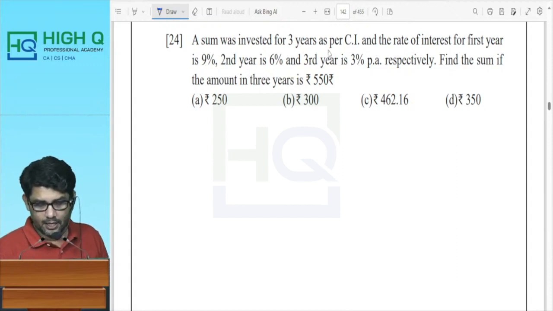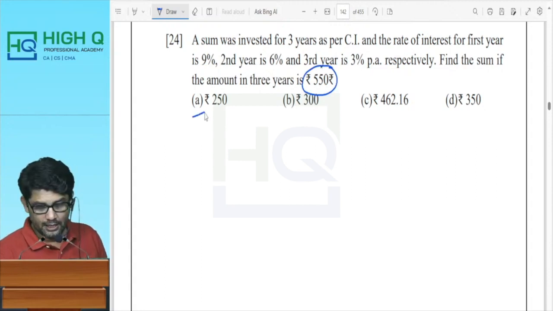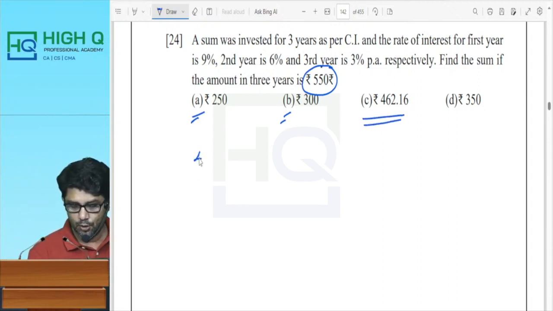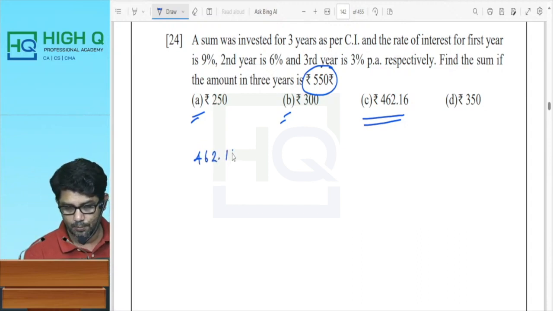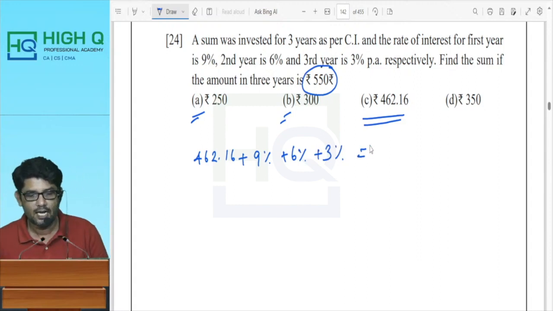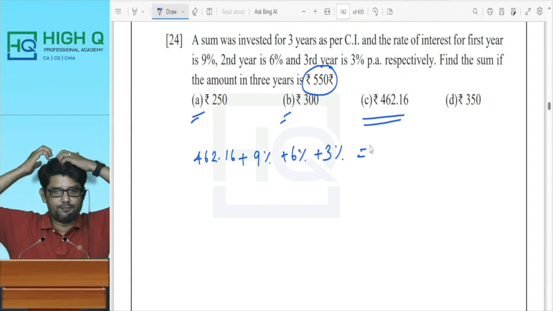See, the total amount is 550 rupees that is coming. Am I right, my dear? Which is the big amount. Let me not try option A and option B. Directly let me start with option C, which is a bigger amount. So what I do: 462.16 plus 9% plus 6% plus 3%. Now give me the answer. Are we getting 550 rupees? So my answer is option C.